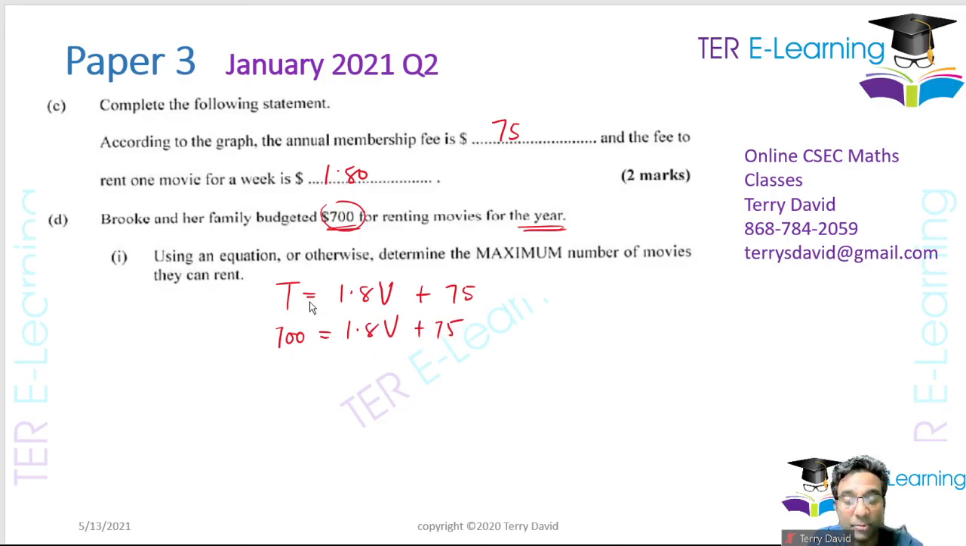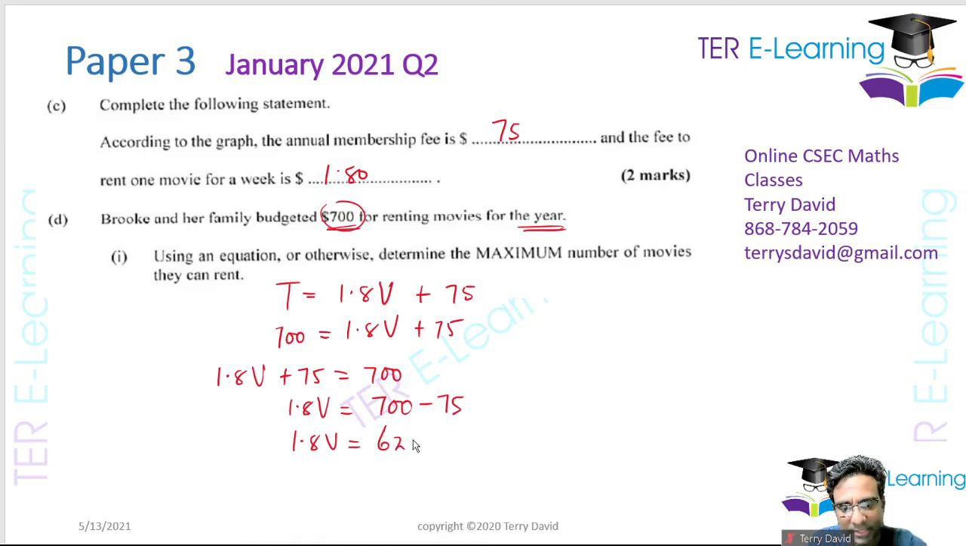So essentially I'm going to solve for V and figure out how many movies I can borrow with that money. I'm going to rewrite the equation like this: 1.8V plus 75 is equal to 700. Therefore 1.8V is equal to 700 minus 75. 700 minus 75, you're going to get 625. So V is equal to 625 over 1.8.